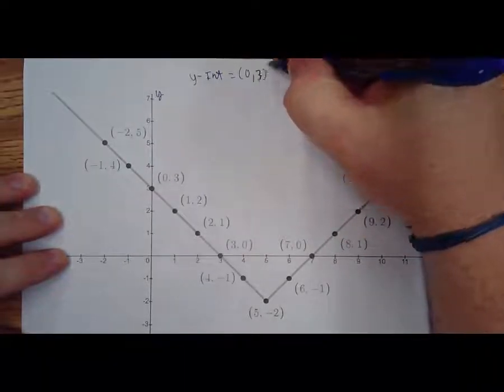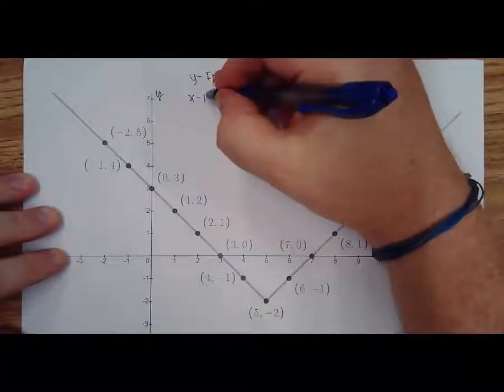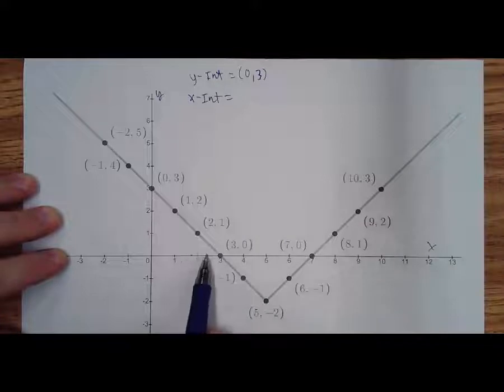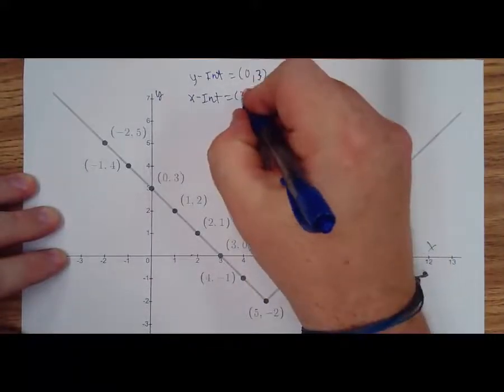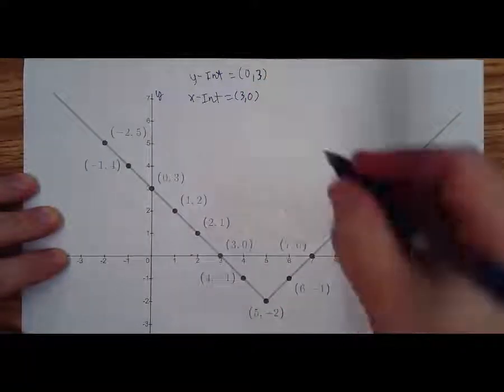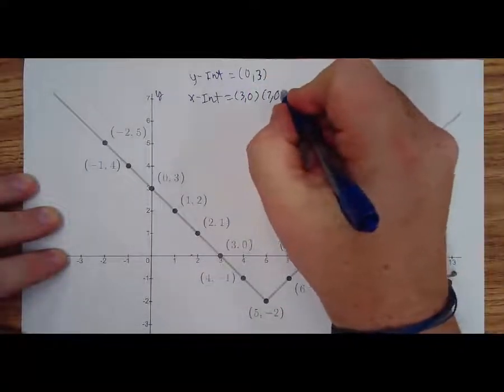That's the easy part. So is the x-intercept. This one actually has two x-intercepts. The first one is where it crosses the x-axis, which is right here. Happens to be at (3, 0). And the second one is over here at (7, 0). So that's the easy part.